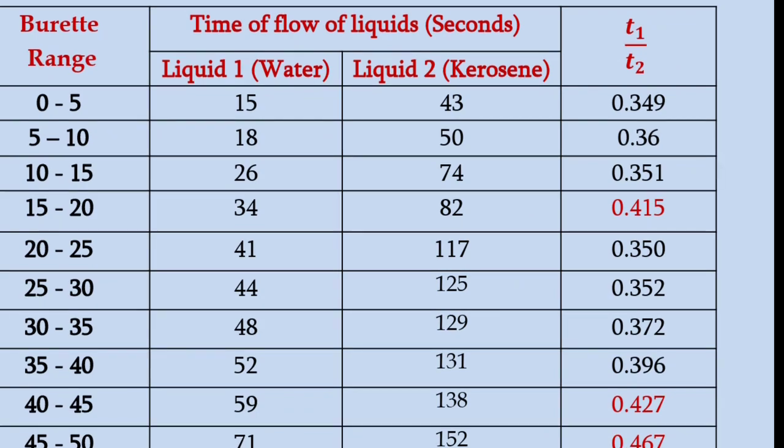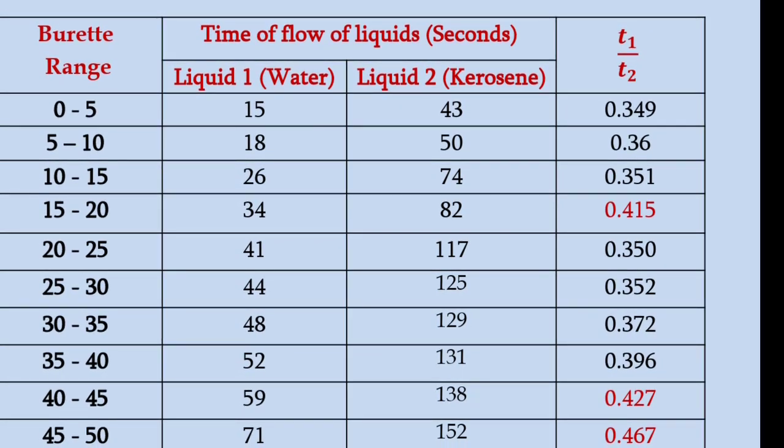So in this way we have calculated T1 and T2. In our formula we need the value of T1 divided by T2, that is the time of flow of water, T1, divided by the time of flow of kerosene, T2. So 15 divided by 43 gives 0.349, and then for the second value, 5 to 10, 18 divided by 50 gives 0.36.